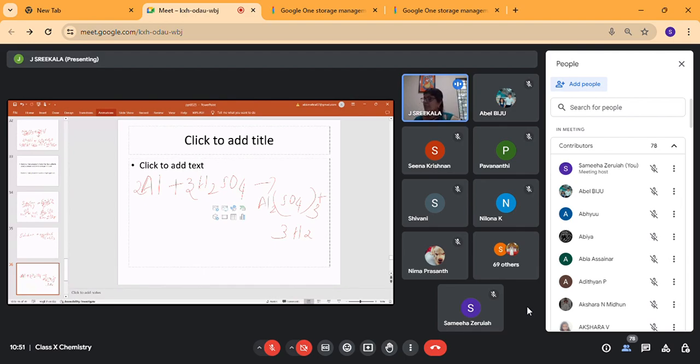Which one of the medicines is used for treating indigestion? Antacid. They have given the options. Antibiotic. Is it antibiotic? No. Then they have given the option analgesic. What is meant by analgesic? It is used as painkiller. Okay. Antacid, that is the correct answer.